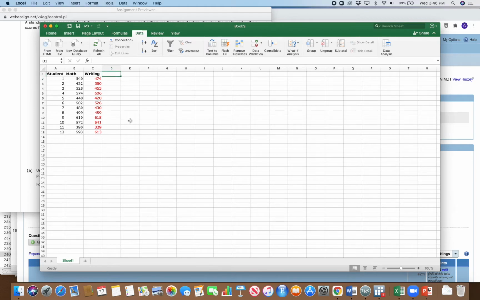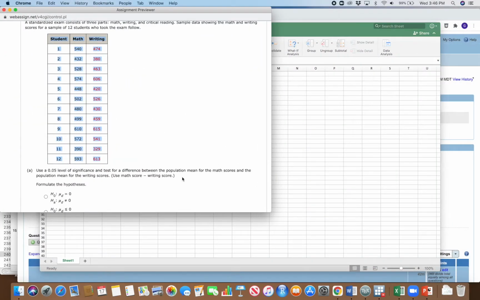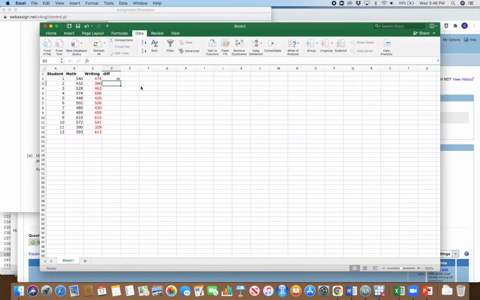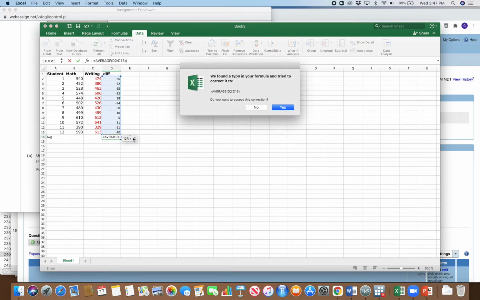And then because this is paired data, it makes sense to simply calculate an individual difference between these 2 scores. And I'm being consistent. Notice I'm doing math minus writing, because that's what they told me to do in the problem right here, math score minus writing score. So the first student got 66 points higher on the math score than the writing one. So that makes a sensible difference, because we have a matching or pairing variable. This student is called that in this case. Now what we're going to be dealing with is an average difference. So here's all of our individual student differences, but we want the average difference.